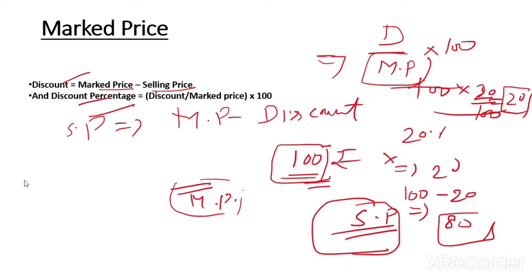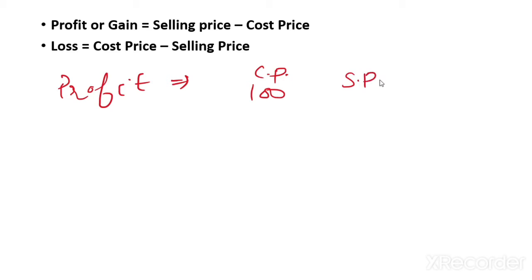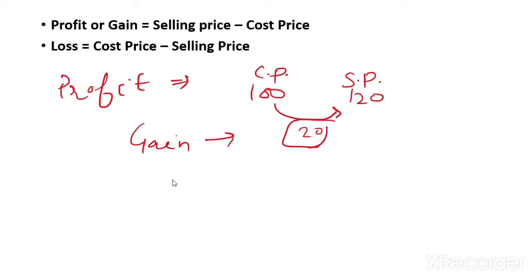If you are gaining something, then it is called profit. Suppose you are buying something at 100 rupees. That will be CP, and you are selling that commodity at rupees 120. You are gaining something. What is it? It's 20. That is gain or profit. How much are you gaining? 20 rupees. Suppose you have to find gain percent or profit percent.